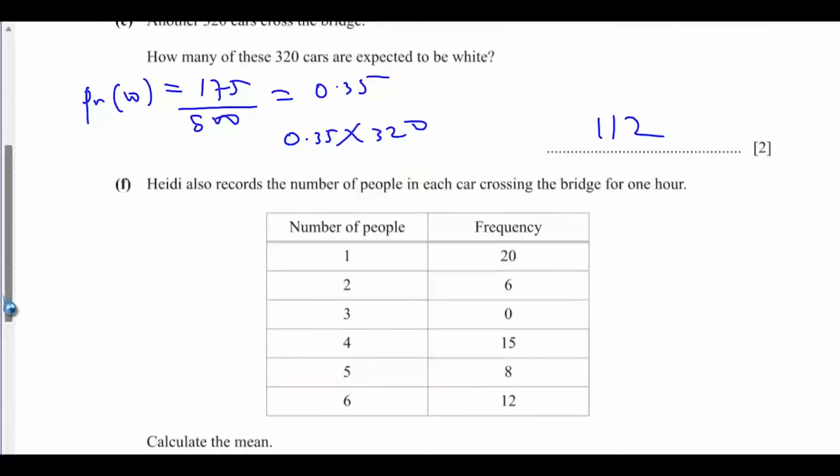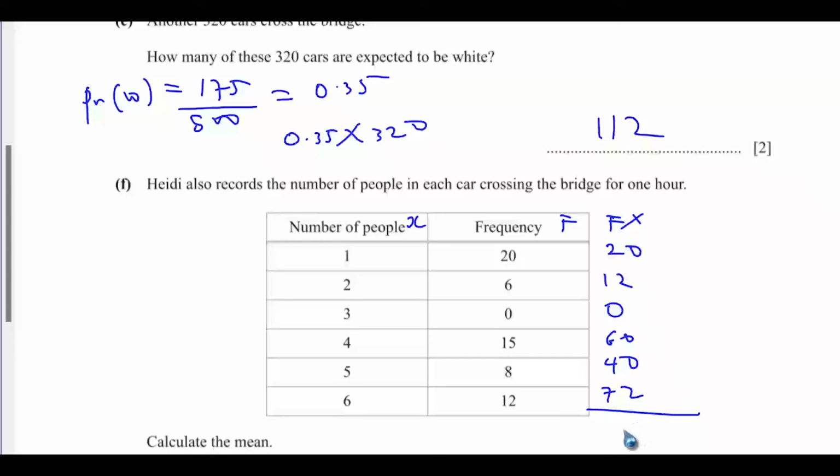So let's go to the next one. That will be part F. Heidi also records the number of people in each car crossing the bridge for 1 hour. So calculate the mean. So what you need to do here is, this is the frequency F, and this is the number of people. So we can take this to be X. So we need to find the product of F and X. That will be FX. So that will be 20 times 1, you have 20, 6 times 2, so you have 12. Of course, this one will be 0. So 4 times 15 will be 60. 5 times 8, 40. 6 times 12, 72. So the total will be 204.